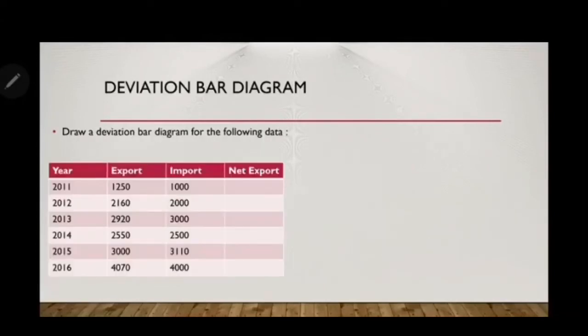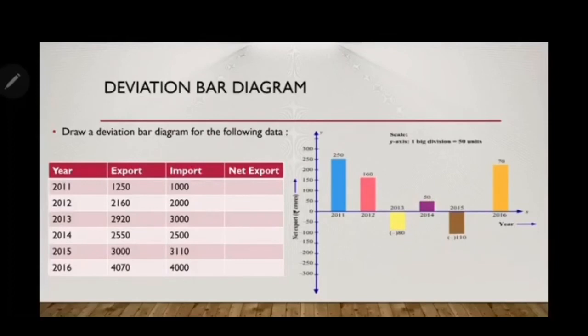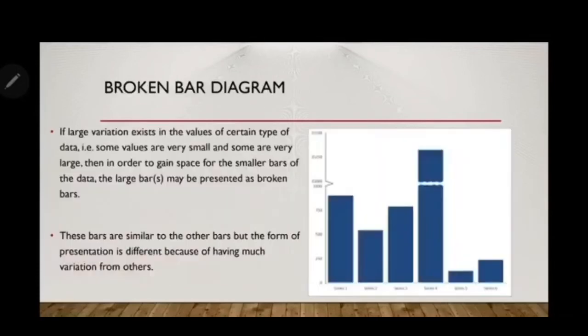In this type of diagram, first of all, we need to calculate the value which we have to plot. For example, I have been given the value of export and import. So first step is to calculate net exports, which will be calculated by subtracting imports from export. After calculating net export, the next step is to plot the values. All the positive values will be plotted on the positive quadrant, whereas all negative values will be plotted on the negative quadrant as shown in the diagram.